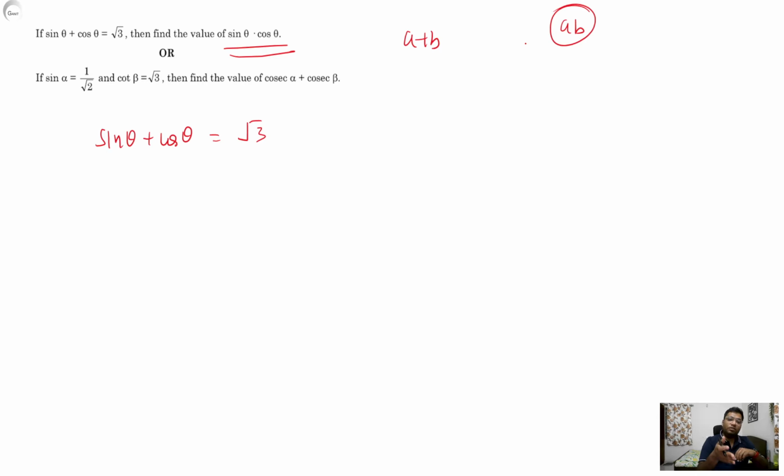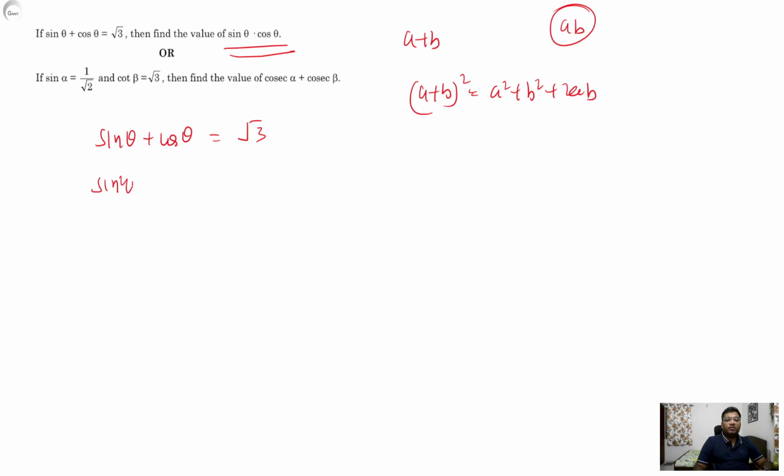I mean, they have given sine plus cos and they are asking sine cos. So you pretty much know it, right? Algebra, you guessed it, right? So a plus b whole squared is equal to what? a square plus b square plus 2ab, right? So what we do, we whole square both the sides.